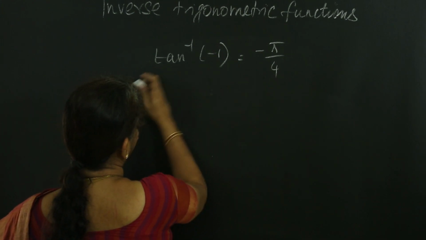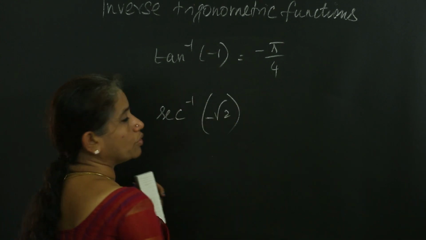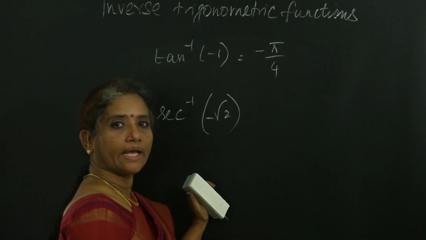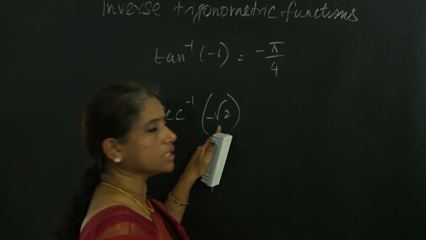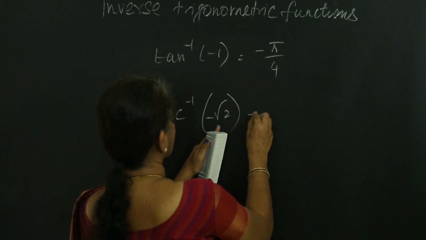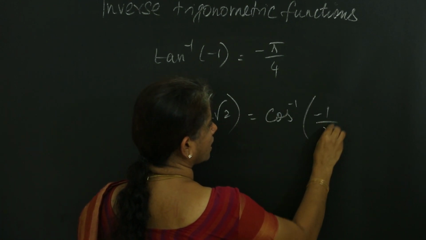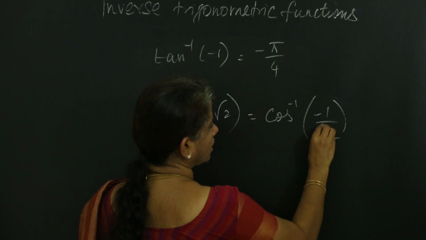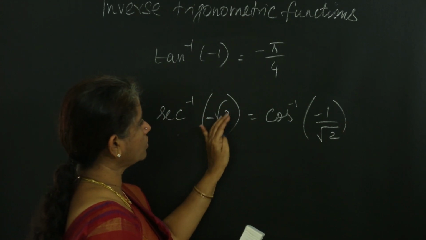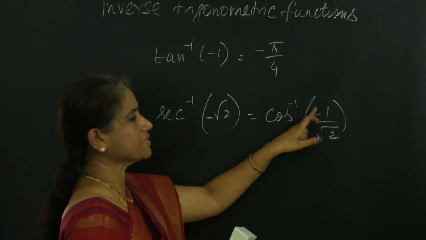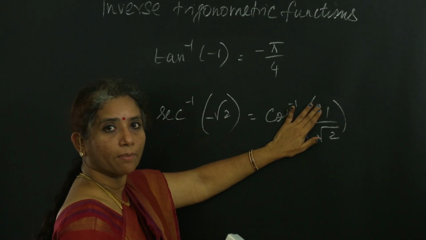Suppose I ask you to find secant inverse of negative root 2, because we are mostly concentrating on negative numbers. So what is secant inverse of root 2? You know secant and cos are reciprocals of each other. So you are supposed to write secant inverse as cos inverse, and you should write the reciprocal here. That's all. Both the places reciprocal. Be very careful. So secant inverse of the reciprocal is cos inverse, and the reciprocal of root 2 is 1 by root 2. This negative sign can be put anywhere. And you know for cos, 1 by root 2 gives pi by 4.